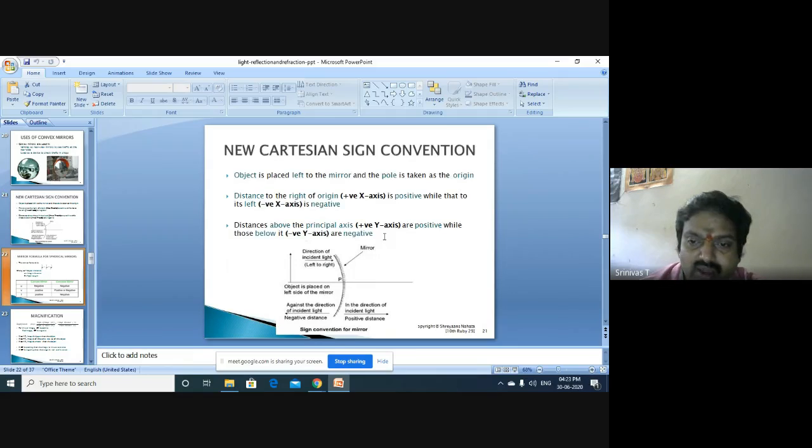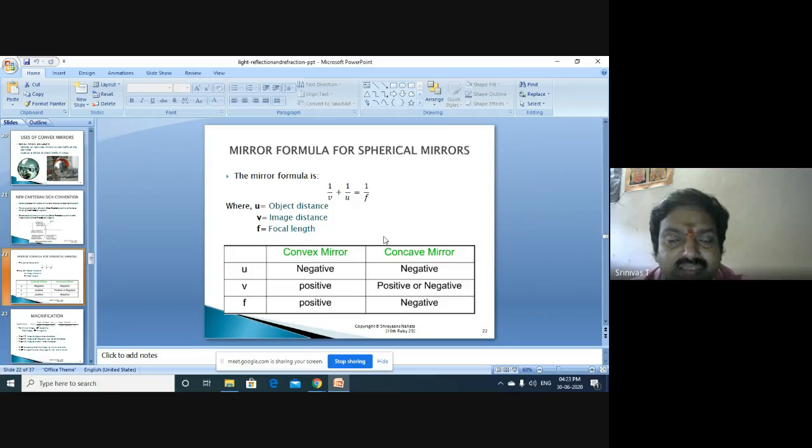Next, as far as mirrors are concerned, we have a basic formula relating object distance, image distance, and the focal length of the mirror. Object distance is u, image distance is v, and finally we have the focal length f. So there exists a relation between these. Now, what is that relation? 1 by v plus 1 by u is equal to 1 over f.